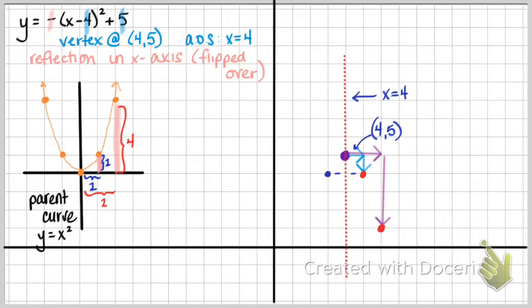1 unit away nets me another point, 1 unit away. 2 units away nets me my final point, 2 units on the other side. My mirror image points of the ones that I started with. Smooth curve.